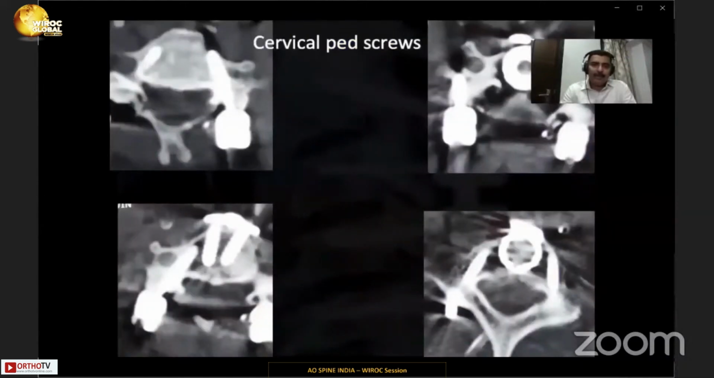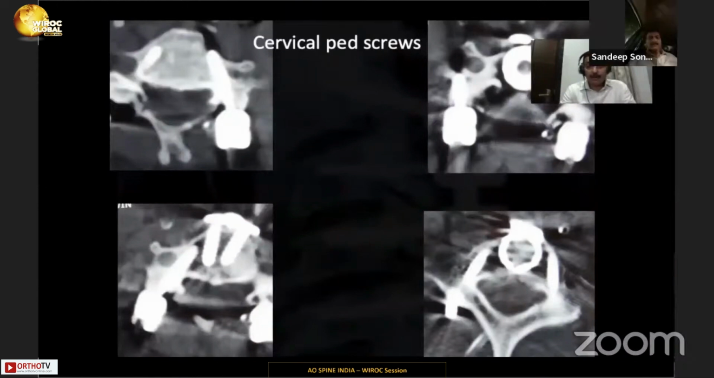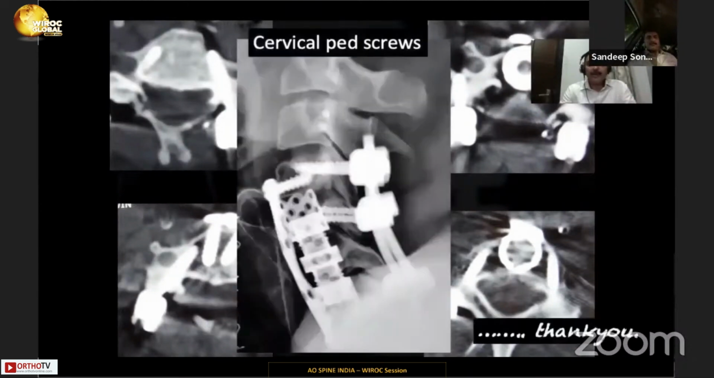So overall, it's a very good technique to have in your armamentarium. You can combine, mix and match with lateral mass screws. You can combine this with anterior fixation. If you plan it well, the anterior screws have to go slightly at the lower level. So you can mix and match and give a very good construct as far as cervical spine tricolumn fixation is concerned.